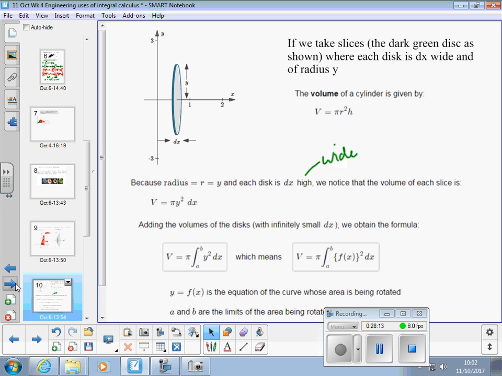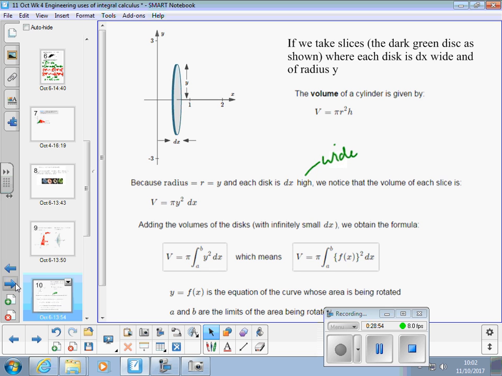The volume of each slice is pi times y squared. Pi r squared is the area of a circle, the radius being in this case y, multiplied by dx. dx is the width of the slice. So we can add the volume of the discs with infinitely small dx. We obtain the formula that the volume is pi times the integral between two limits of y squared dx.